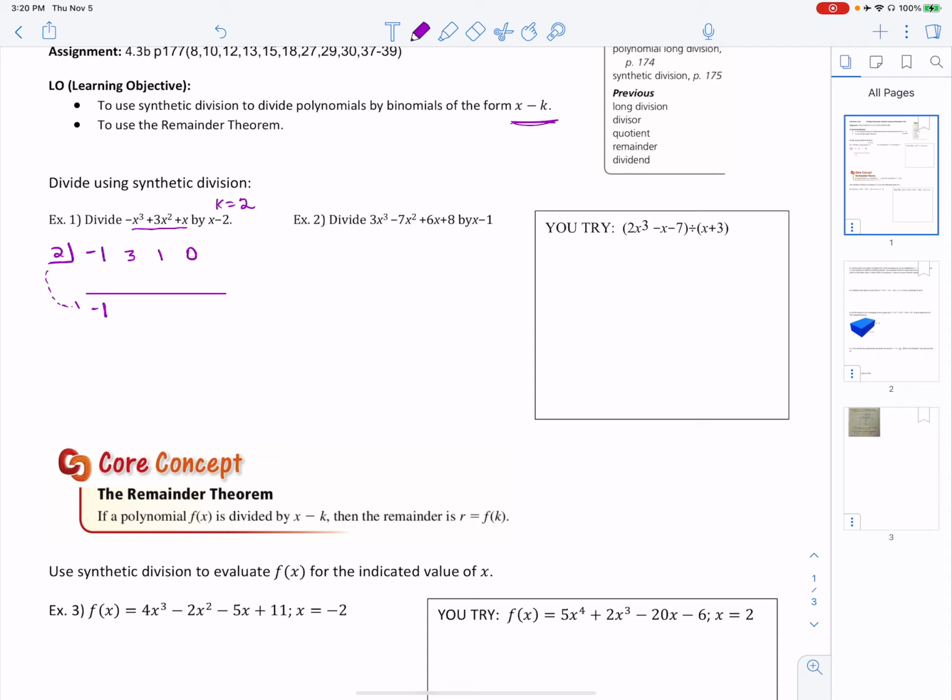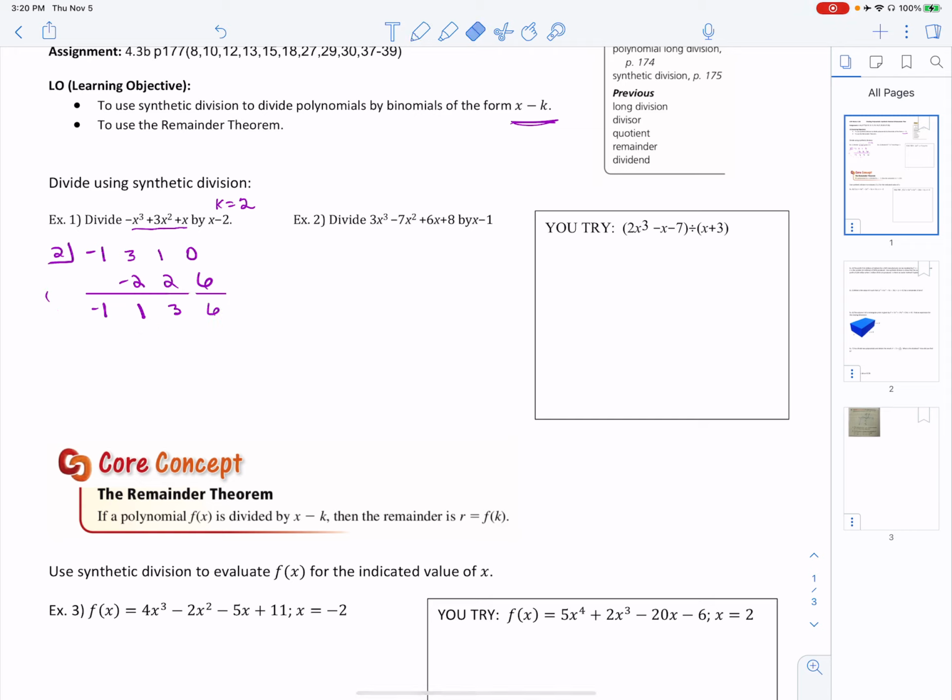And what we do is we take that -1 times 2 and put it underneath the next term. Then we add the 3 and the -2. And then we take that result times the 2. 2 times 1 is 2, and write it underneath the next term. And then add the 1 and the 2. And then we take that 2 times that 3 and multiply, getting a 6. We add the 0 and 6, and we get 6.